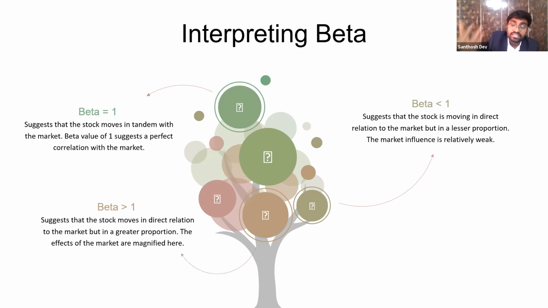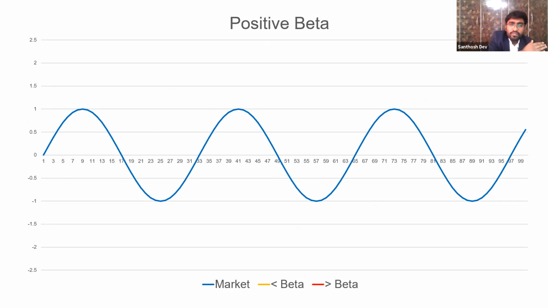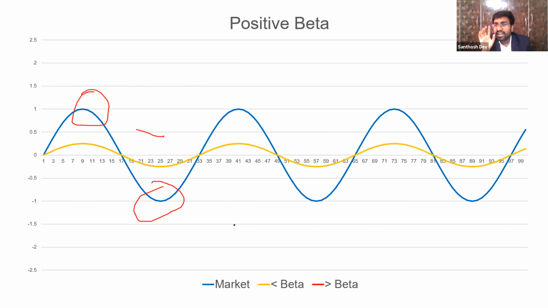It magnifies the result. If the blue line represents the market's return, I've just taken a simple sinusoidal wave. I did not do much of a change there. It's a simple sinusoidal wave. When you look at it, when the market goes up here, it comes down here.